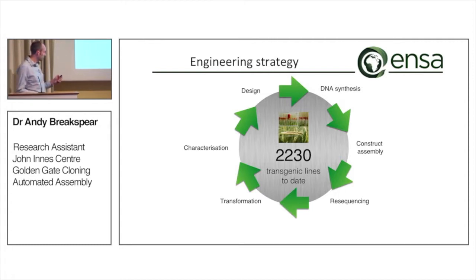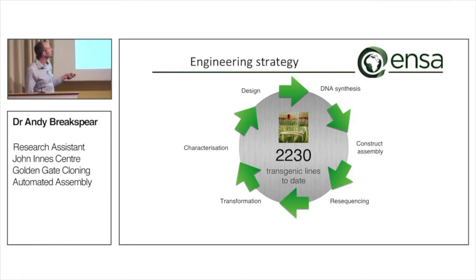And in just ENSA alone, in the last 4 years, we've produced over 2,000 transgenic lines in barley. So barley's our model organism. We've got a really good transformation pipeline running at the John Innes. And this is really the result of a lot of hard work from the individuals, but it's been great to be part of that consortium, sharing DNA parts, sharing experiences.